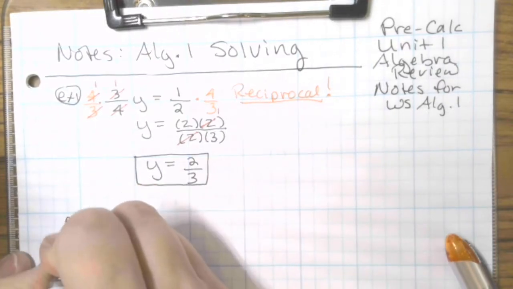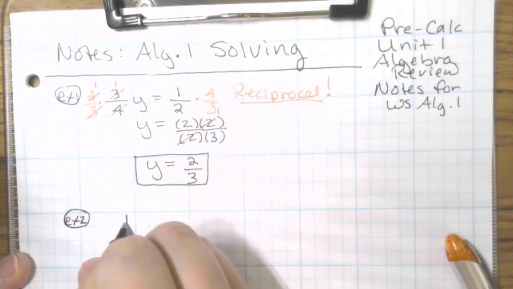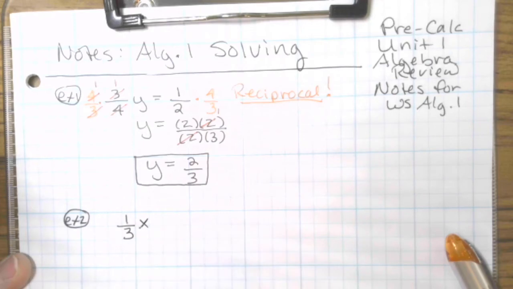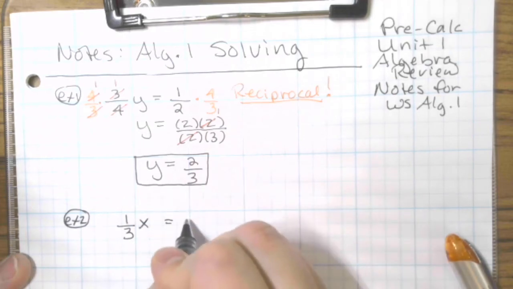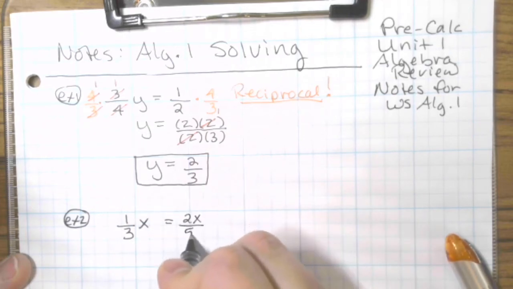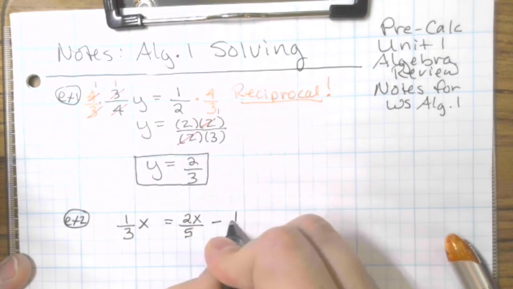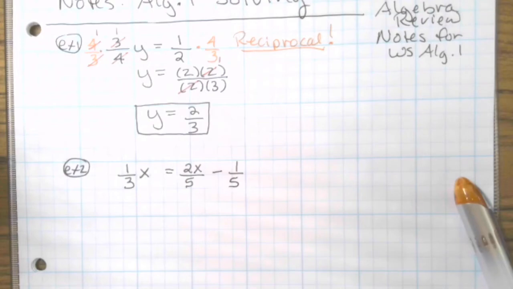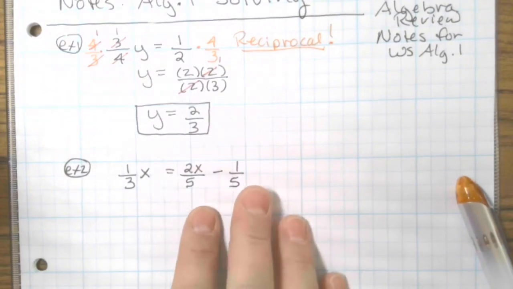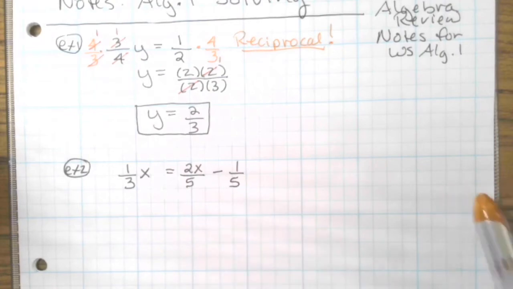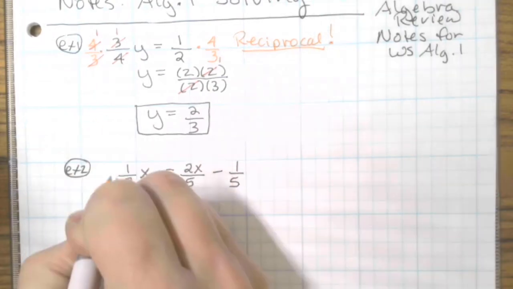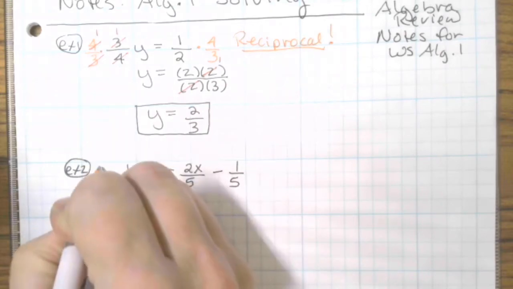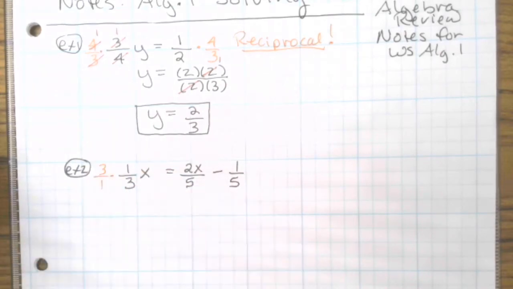Let me give you another one. Example 2. 1/3 x equals 2x over 5 minus 1 over 5. All right, so the rule about reciprocals works even if there are more than one term on the right-hand side of the equation. So to get this x alone, I have the option of multiplying by the reciprocal of 1/3, which is 3 over 1.